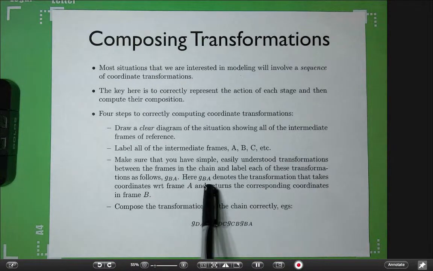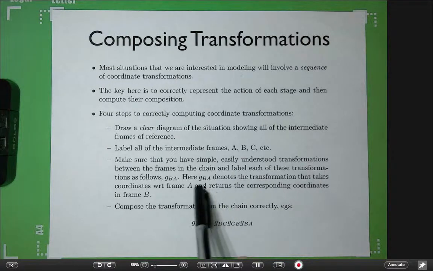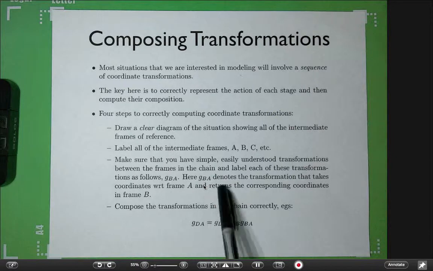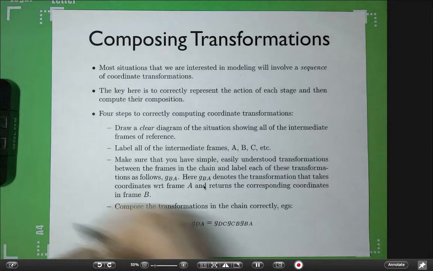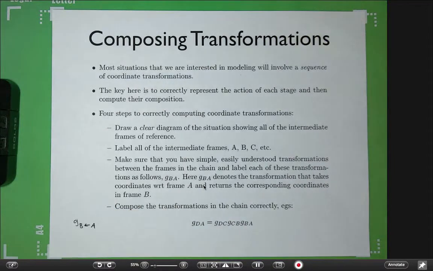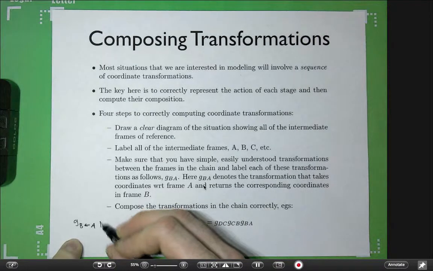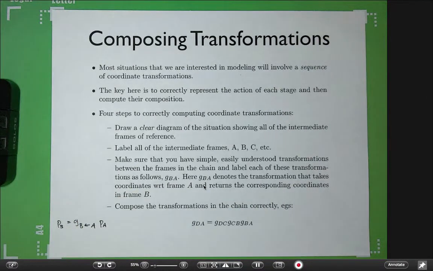If I denote it, the notation, you better have it consistent, otherwise it will be a mess. So here, the usual convention is that GBA means that I take coordinates with respect to frame A, and I turn them into coordinates with respect to frame B. So basically it converts coordinates with respect to A to coordinates with respect to B. So if I have some point in A, I will get back a point in B.